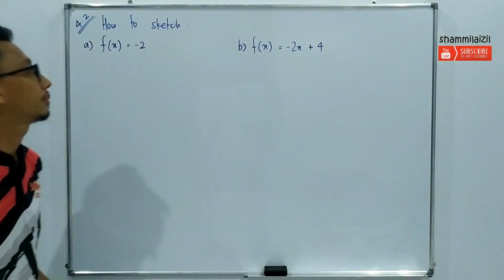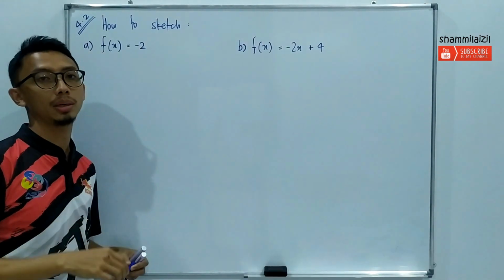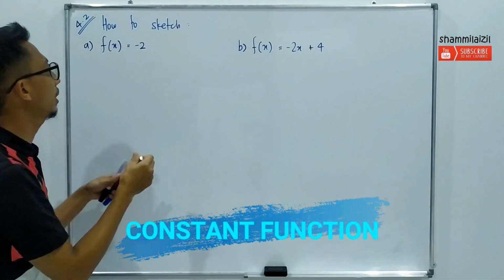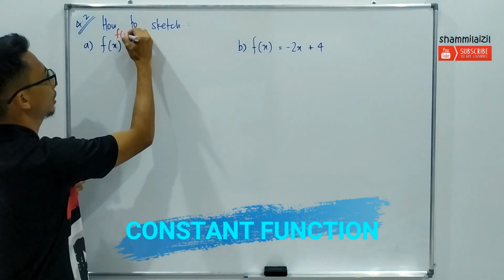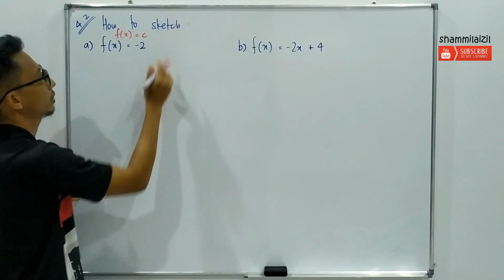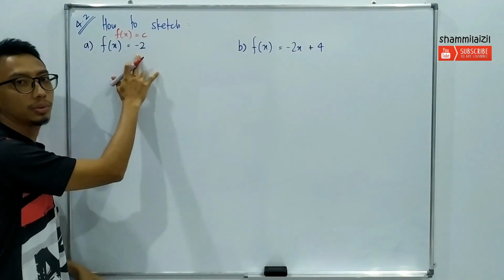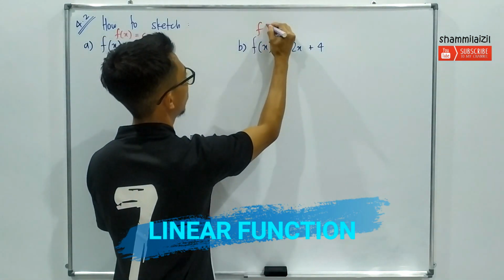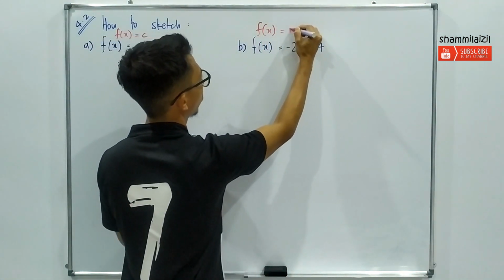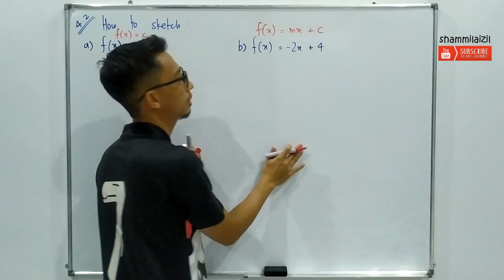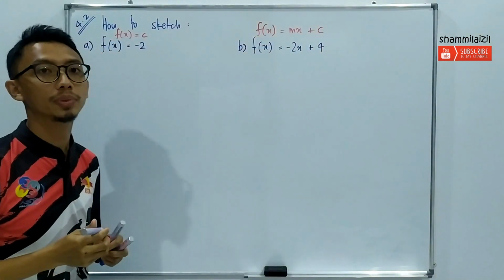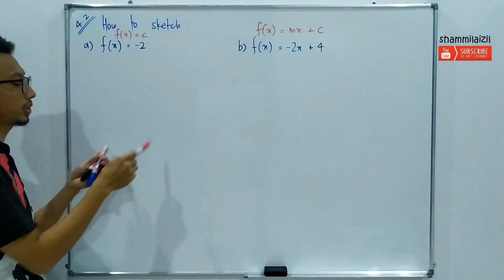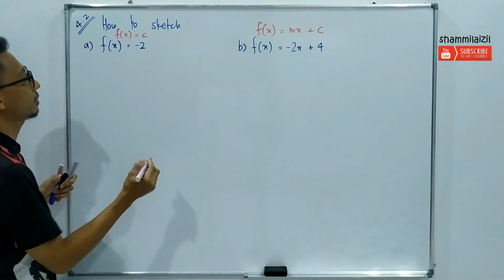Alright guys, so 4.2. Now we are going to learn how to sketch a constant function. Why? Because the function given to you is in this form, f(x) equals c. C here is given to you as minus 2. And this one is a linear function. Why? Because this one is similar to f(x) equals mx plus c, or f(x), you can replace it with y. y equals mx plus c. Alright, so how do we sketch this one? This one is a constant function.